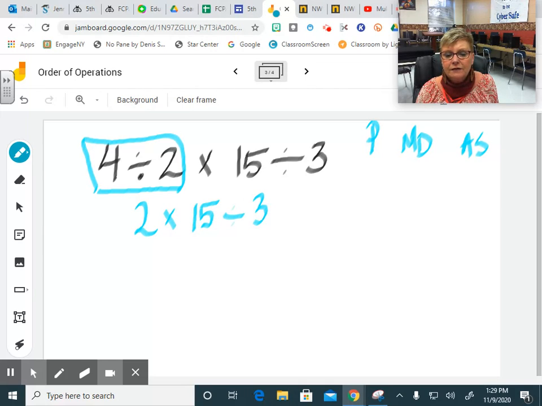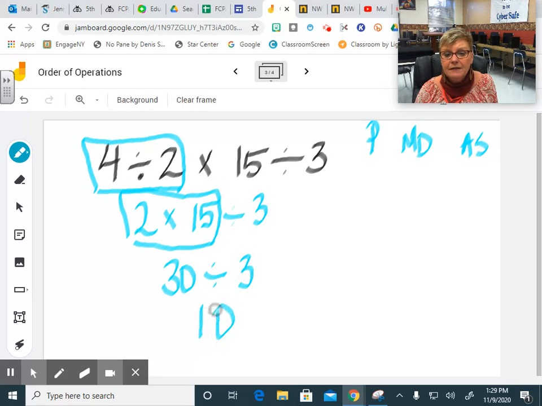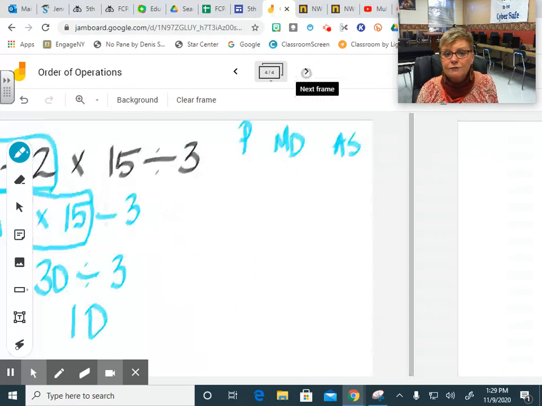Now again, start at the left. I've got a multiply and a divide, but they're equals. So I'm going to do the first one I come to. 2 times 15 is 30. So now I've done this part. It's gone. All I've got left is divided by 3. 30 divided by 3 is 10. So one step at a time, following your rules for what goes first.